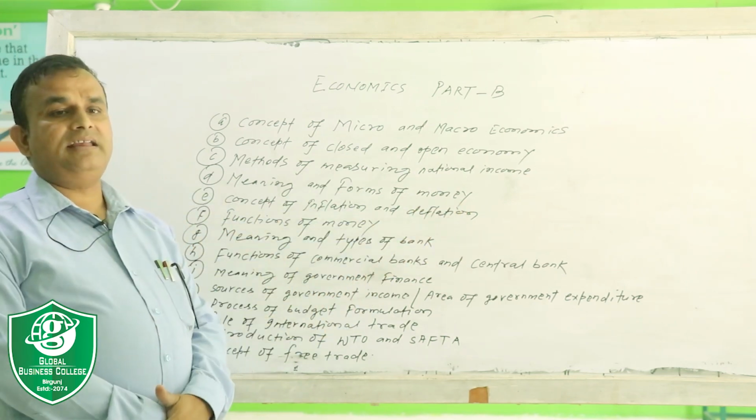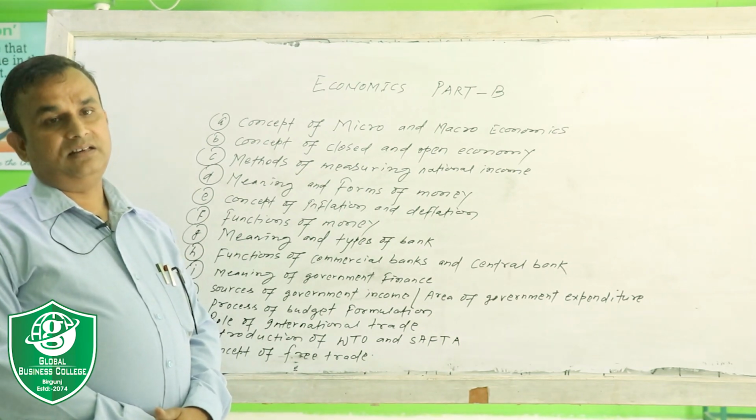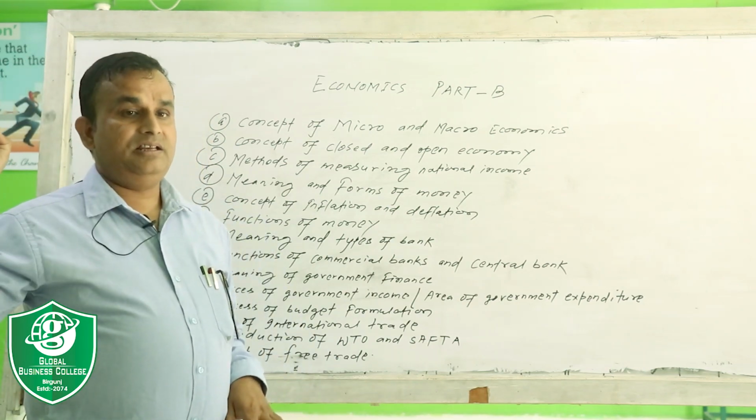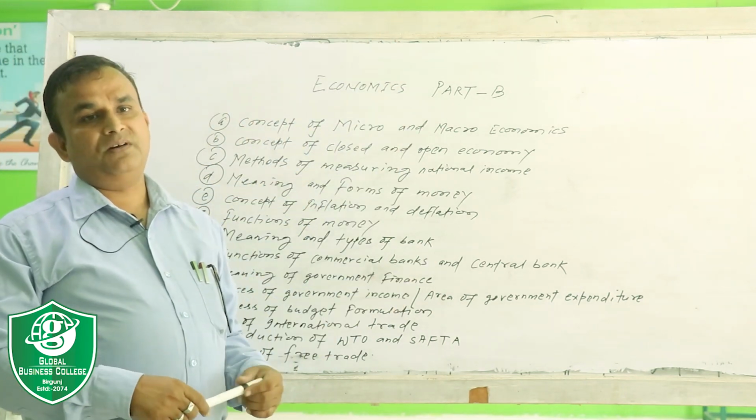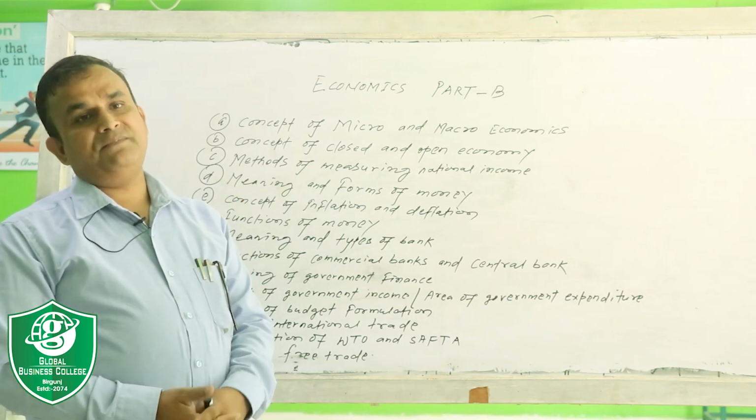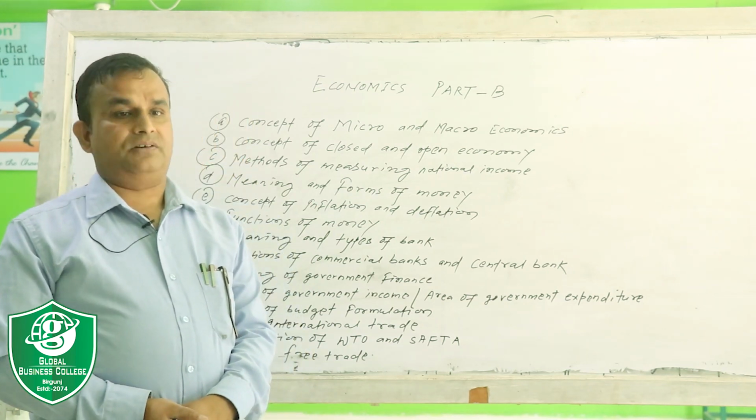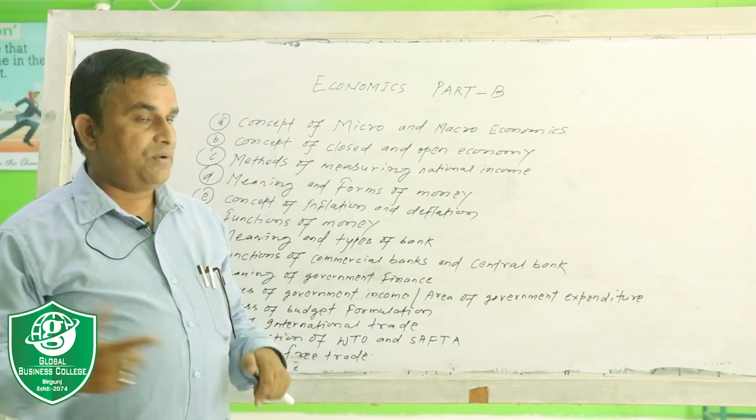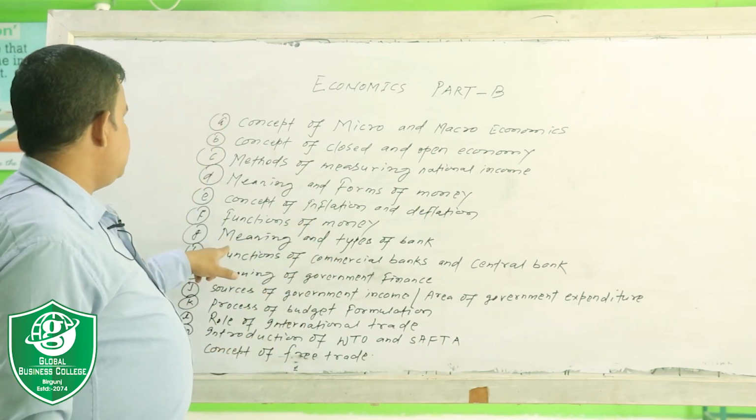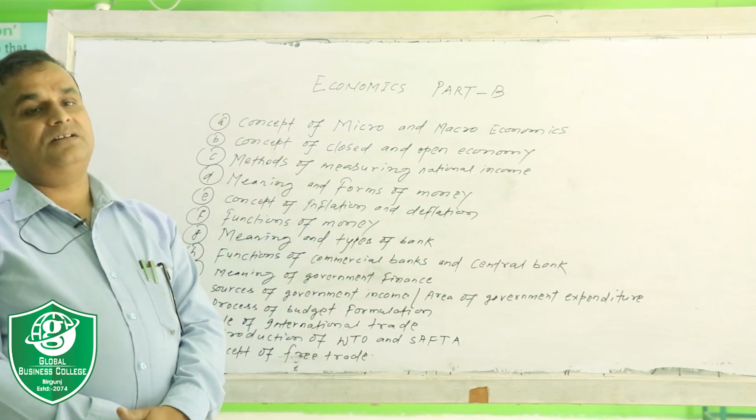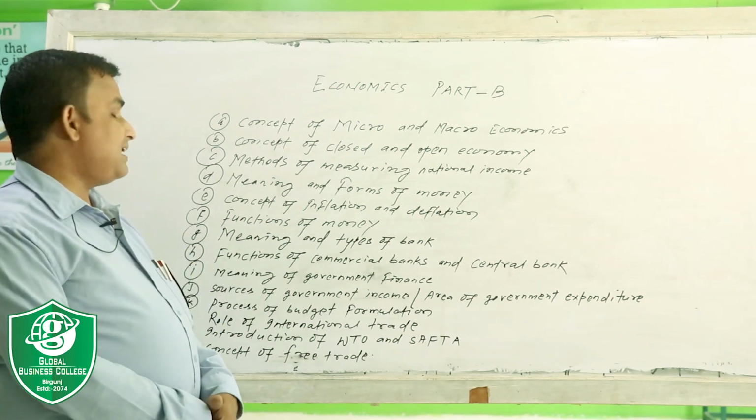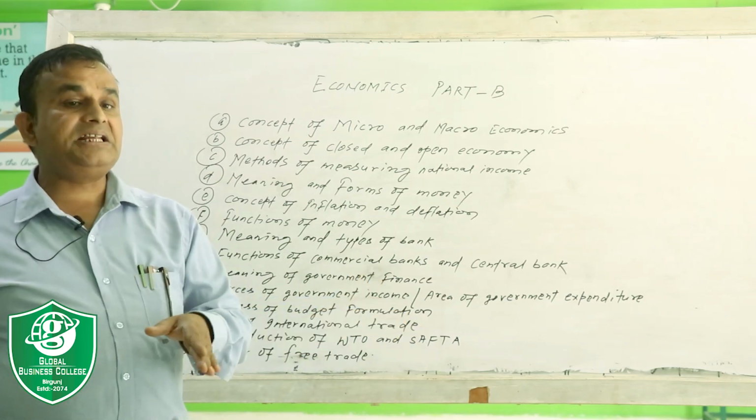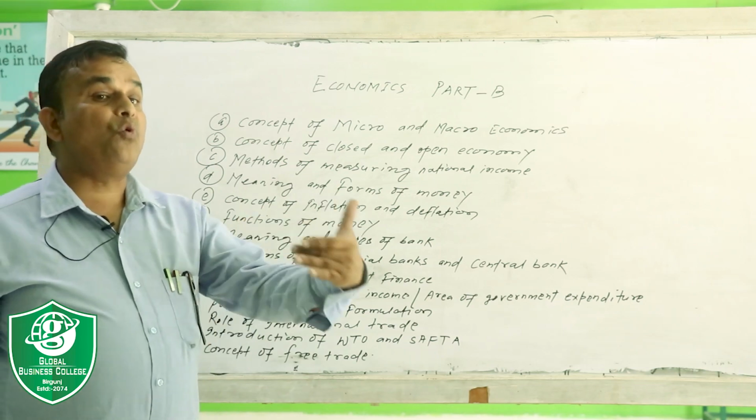Then, the functions of money. Why has money been invented? What are the main functions of money? I have already taught you in your class by making a chart. The functions of money can be studied by dividing into 3 parts: primary function, secondary function, and contingent function. In all parts there are some points, and you already have the notes. You have to focus on this topic. Then, meaning and types of bank. What is called a bank? Why has the bank been opened? What are the types of bank? How many types of banks are there here in Nepal? Who gives the license to open banks?